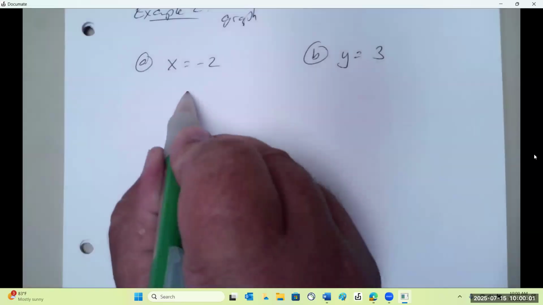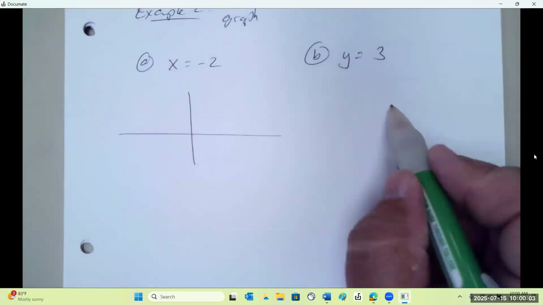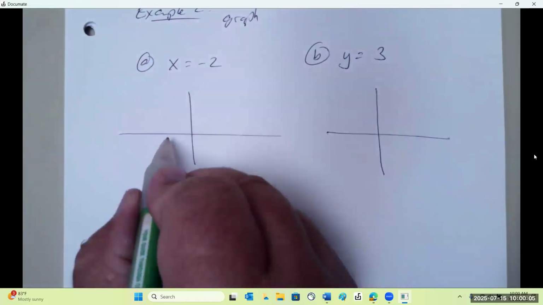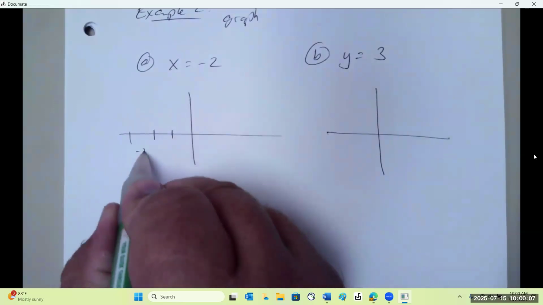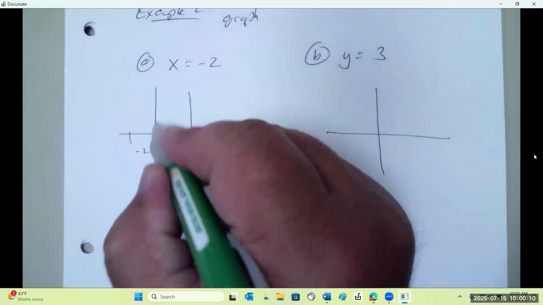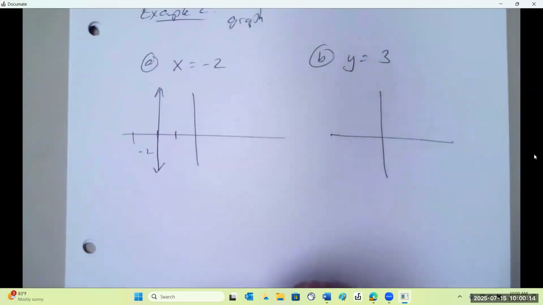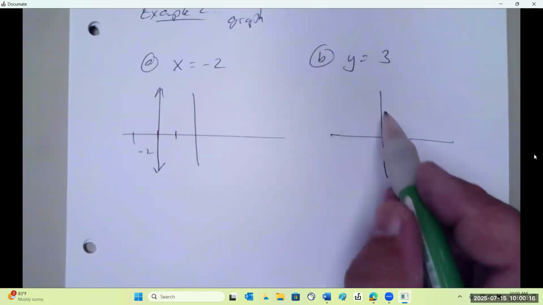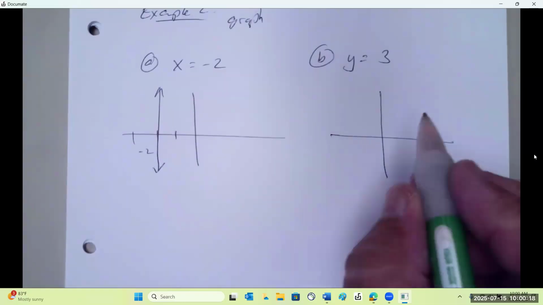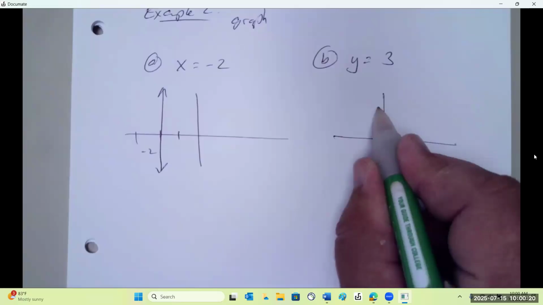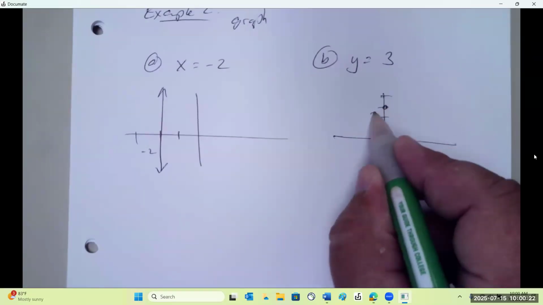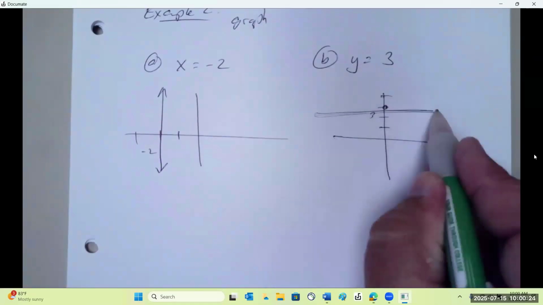So what's the first one going to look like? The vertical line crossing through -2. So it looks like this. Since there's no y's in there, it can't cross the y-axis. The other one is a horizontal line crossing through y at 3. So it's a horizontal line. Perfect.